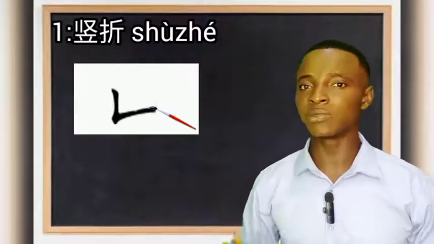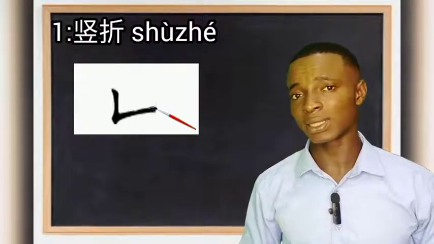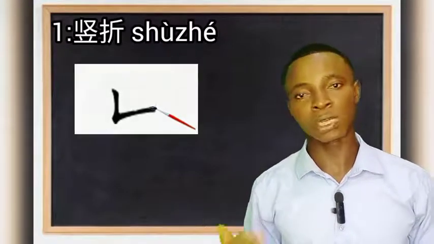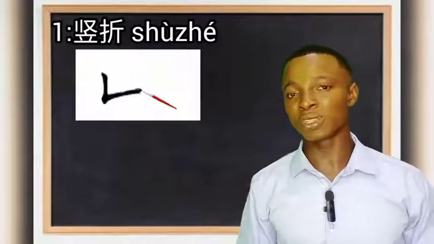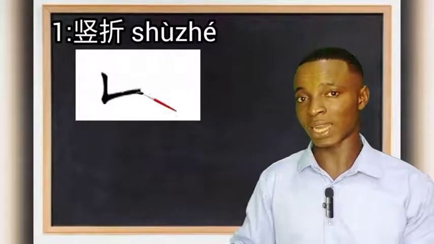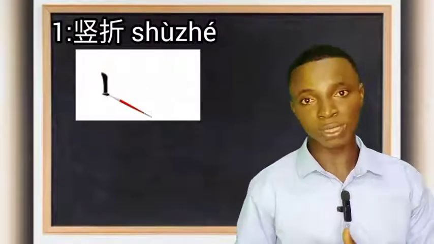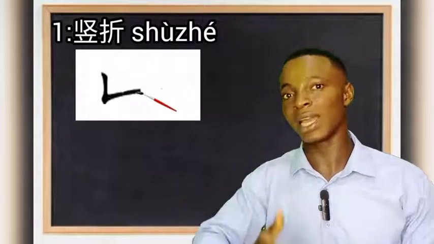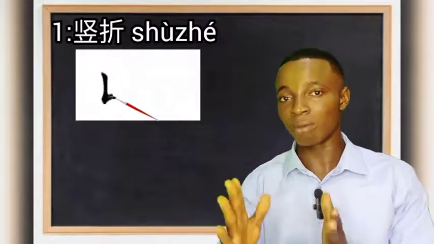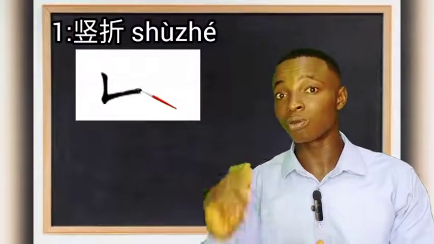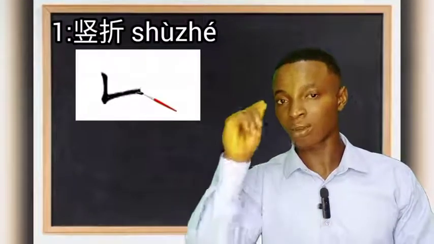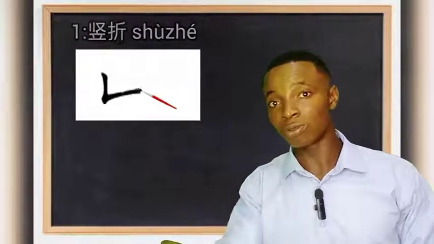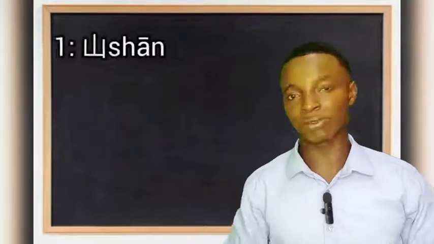Another name for this stroke is the vertical turning stroke. Why do we say that? It is because it is written with a vertical line turning horizontally. Vertical line, turn horizontally, just like an L form. Remember, when writing this stroke, we must write from top to bottom and then turn toward the right. It's very simple to write.